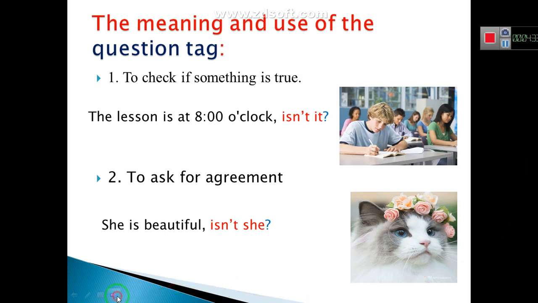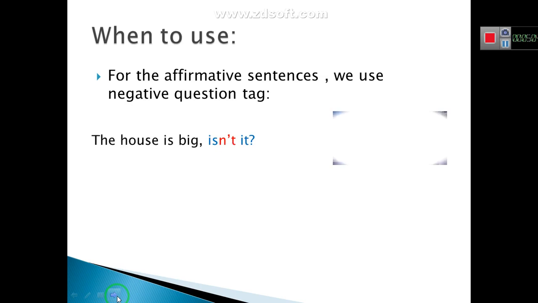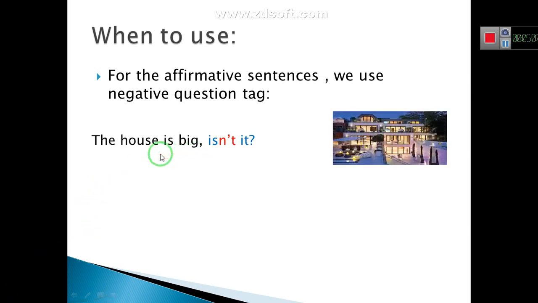Let's go to the next slide. When to use. The basic rule of the question tag is, I told you, I have a sentence first, then a question tag. For affirmative sentences, we use negative question tags. For example, look at this sentence. The house is big. Positive or negative? Ali, answer. Positive. Isn't it? I have to change it to negative. For the question tag, I have to use negative because the sentence is positive.